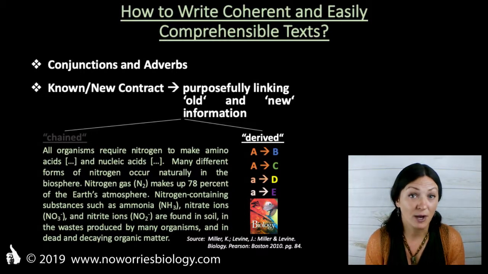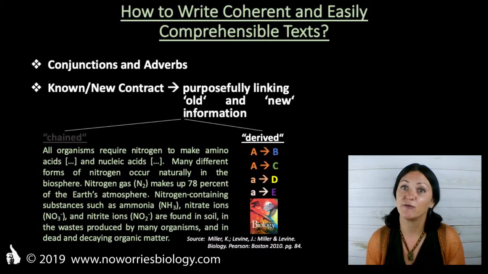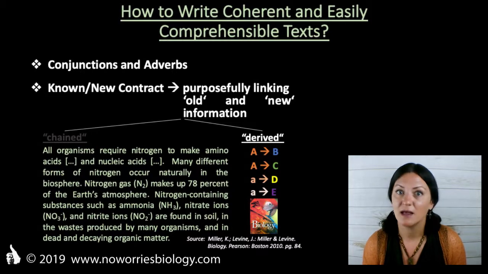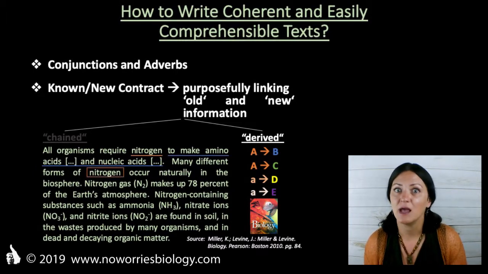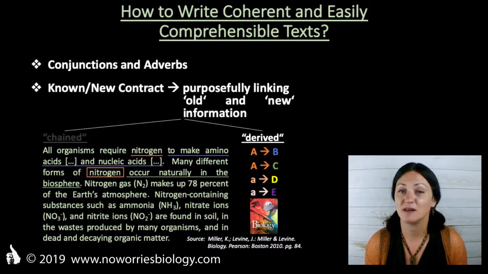All organisms require nitrogen to make amino acids and nucleic acids. Many different forms of nitrogen occur naturally in the biosphere. The first sentence introduces us to nitrogen as the topic of this paragraph, and in the second sentence, it gets picked up again, and we learn something new about it, specifically that it occurs naturally on Earth in many different forms. So far, this is in line with the constant pattern.